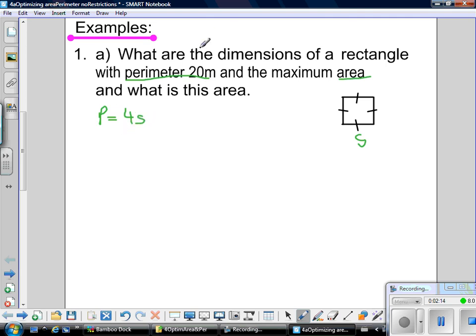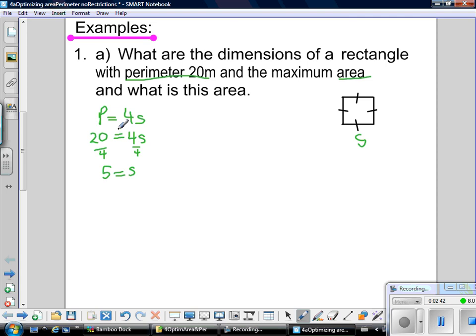We also have been told that the perimeter must be 20 meters. So I'm going to substitute where the P is for perimeter with the number 20, and I can solve for s. So now we're going to divide both sides by 4, and we end up with 5 equals our s. Okay, so we've actually answered part of this question.